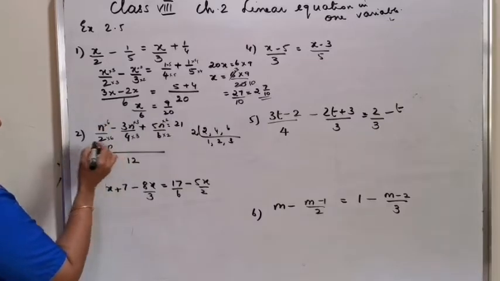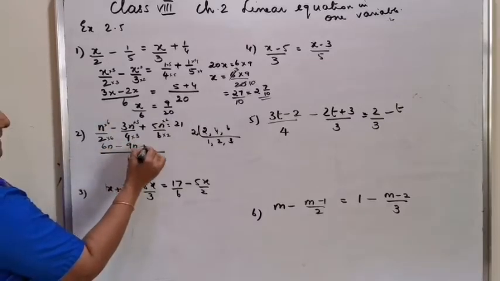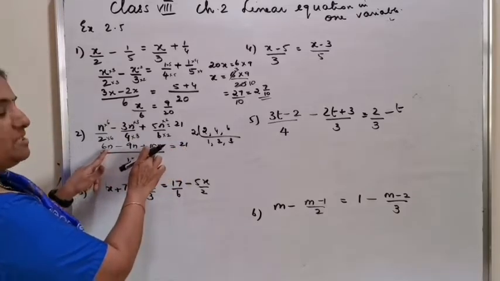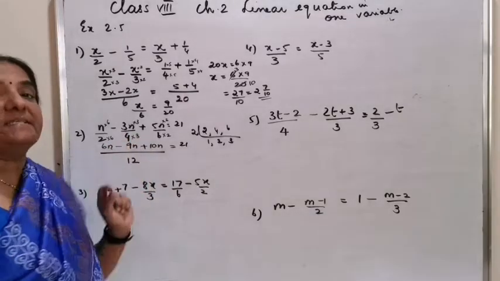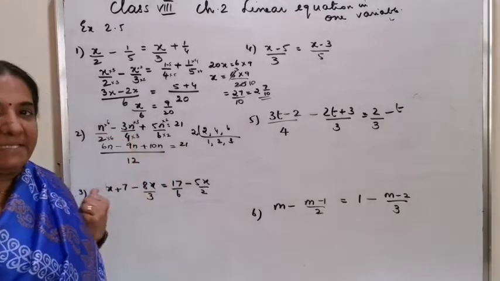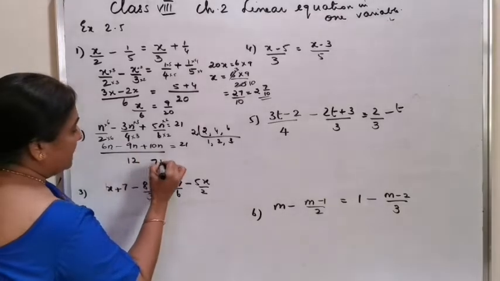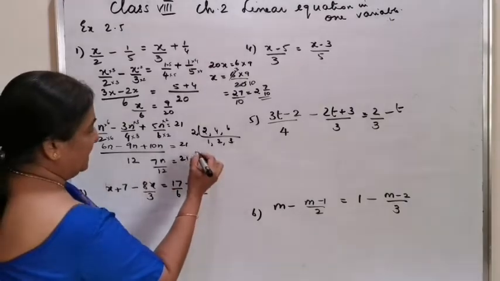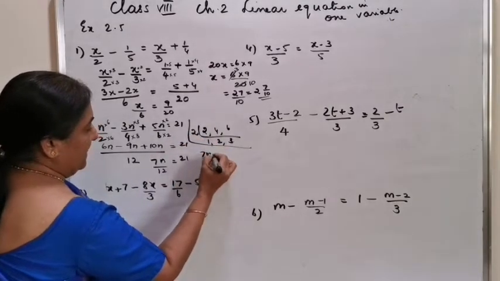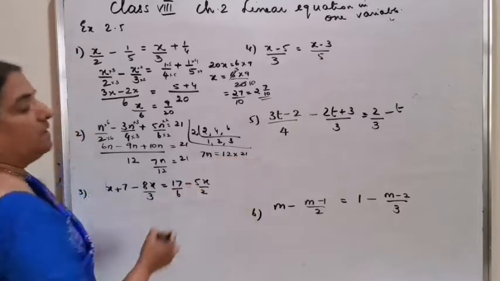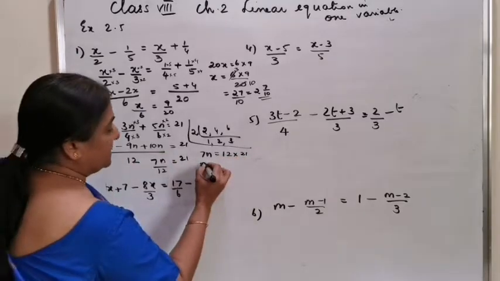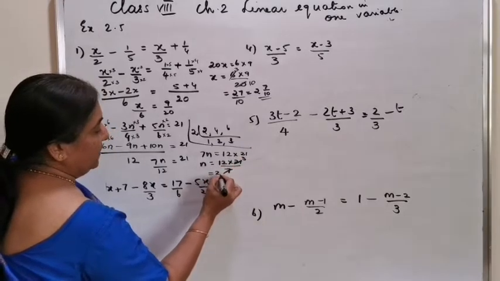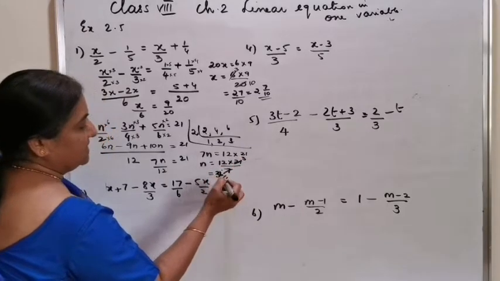So 6n minus 9n plus 10n is equal to 21. Now positive numbers you add: 10 plus 6 is 16, 16 minus 9 is 7. 7n by 12 is equal to 21. Cross multiply: 7n is equal to 12 into 21. Don't multiply, simplify it. n is equal to 12 into 21 by 7. It is 12 3s are 36.